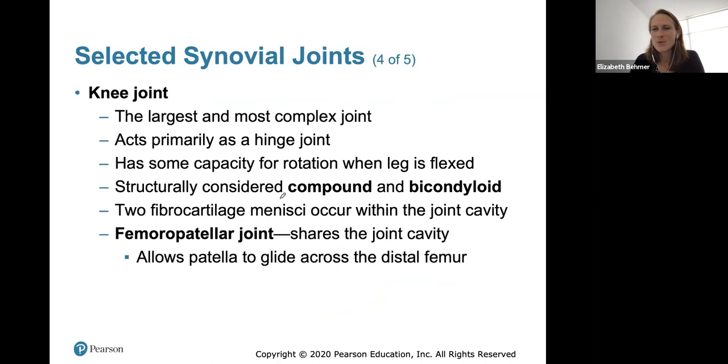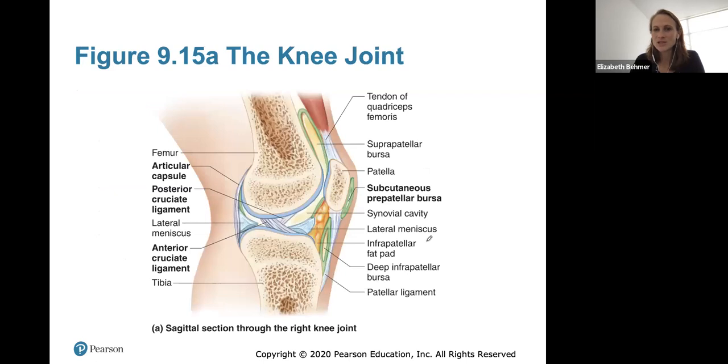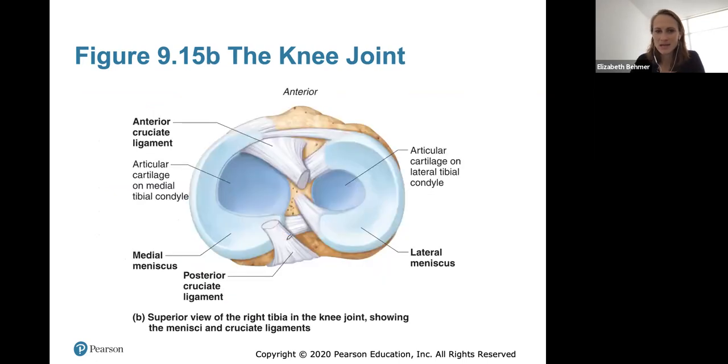But the big one I want us to focus on, and I want you to spend time studying, is the knee joint. It's the largest and most complex joint. You probably know people who've had injuries with their knee joint. So I want you to learn well the knee joint and the structures and the tendons and ligaments that make up the knee joint. Specifically, this is a look at a superior view.